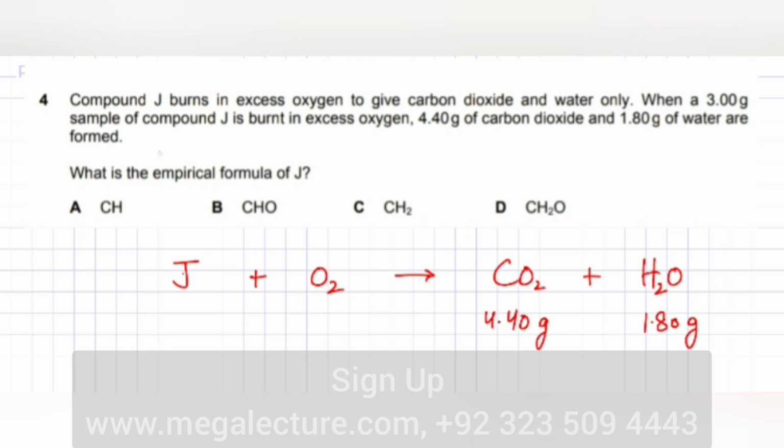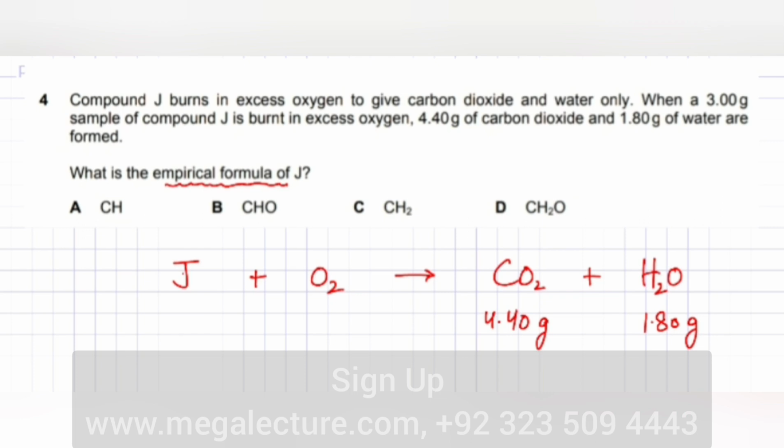Now, we've been asked to figure out the empirical formula of J. That is the basic task. We need to figure out how many carbons and how many hydrogens, and if there are any oxygens present. The only elements that are present in the products are carbon, hydrogen, and oxygen.